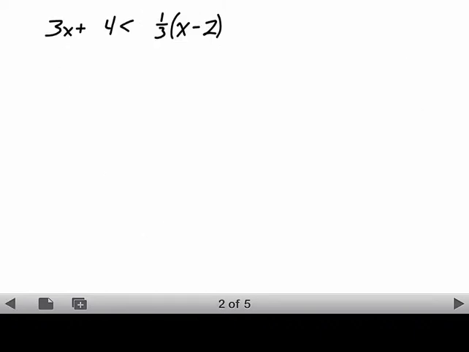Let's get started. For our first inequality, we have 3x plus 4 is less than 1/3 times the quantity of x minus 2. And I want to clear the fraction. I'm going to note that the least common denominator in this case is 3. I'm also going to note that I have terms 3x, 4, and 1/3 times the quantity of x minus 2 is one term. Since I have 3 terms, I'm going to write 3 3's to multiply each term by the 3, which is the least common denominator.